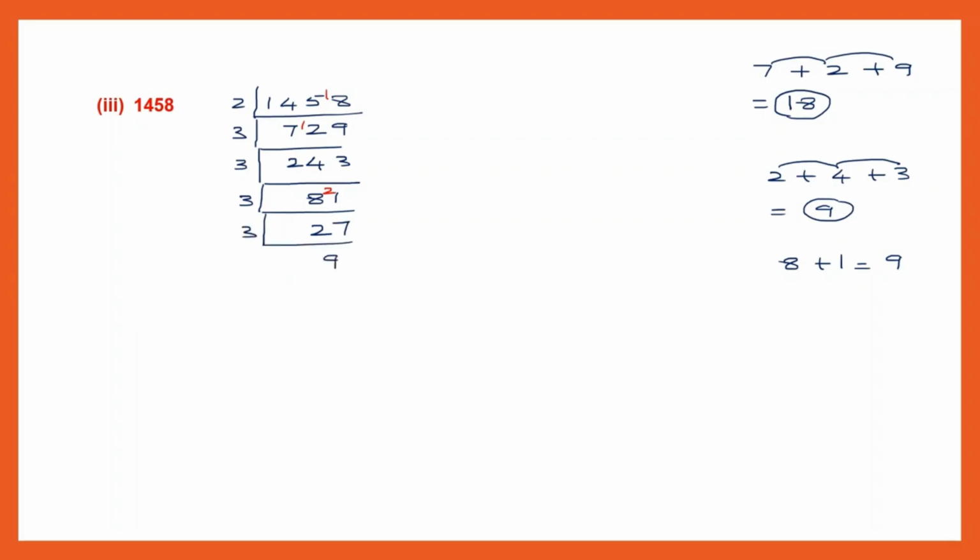3 9s are 27. Then we continue with 3. 3 3s are 9. Then we again continue with 3. 3 1s are 3. So what are the numbers that we get after prime factorization? We have 2, and then we have 3s. Let's count the number of 3s. 1, 2, 3, 4, 5, 6. 3 to the power of 6. So this is the exponential form of 1458. You can straight away write like this, or you can expand it and then come back to this answer.